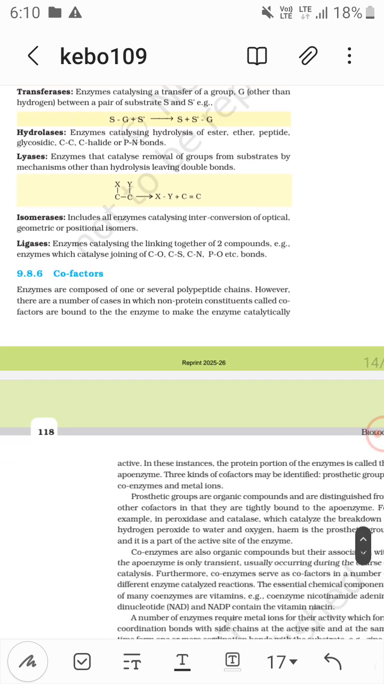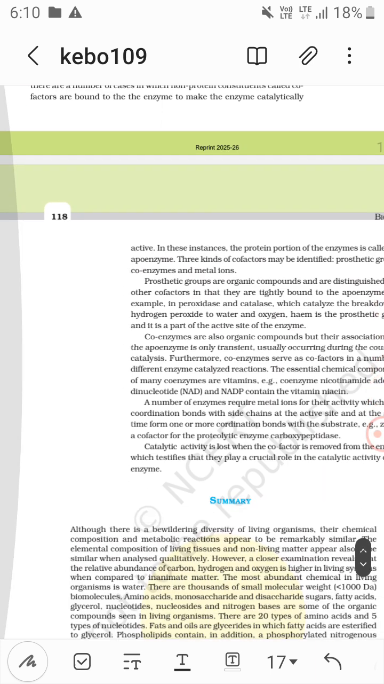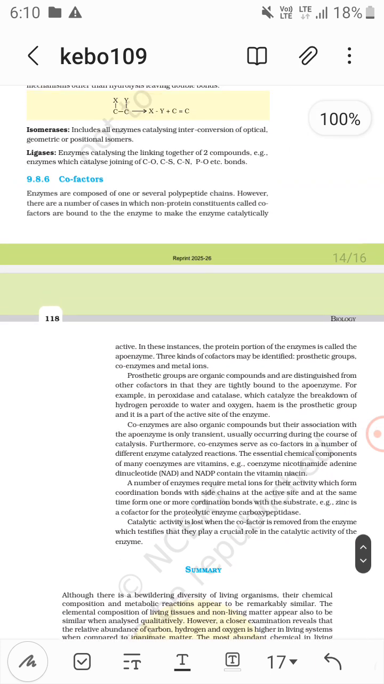Now cofactors. What are the cofactors? These cofactors are very important, right?